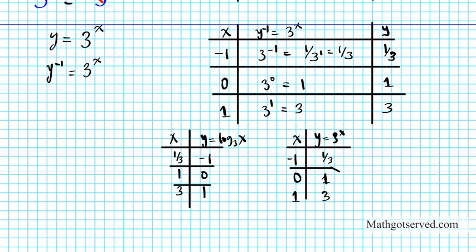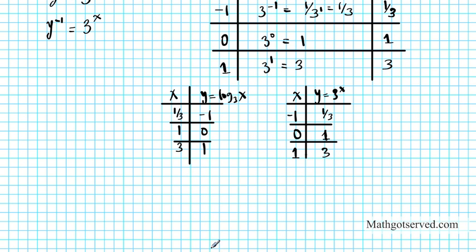If you look at these two tables, what you notice is that they're the same tables, but switched around. You notice the x and y are switched. If you switch the x and y here, you get this. If you switch the x and y here, you get this. If you switch the x and y here, you get that. So what does that mean? That means numerically, in the tabular representation, these two functions are inverses. Let's write down our conclusion.